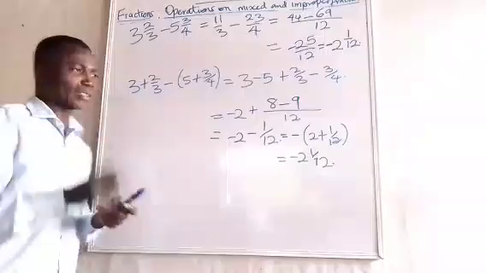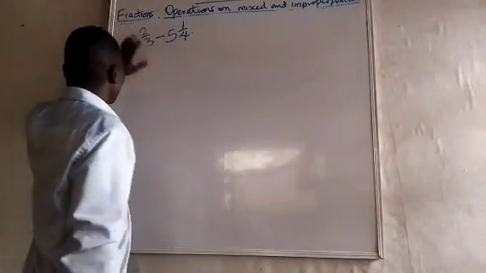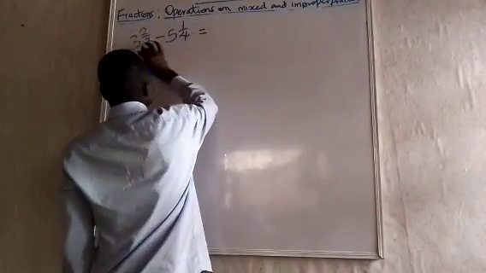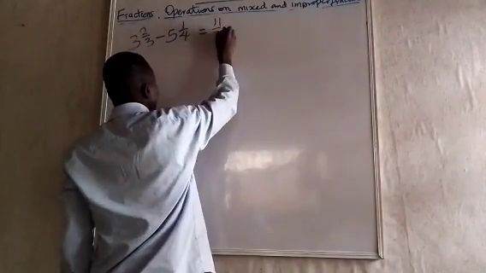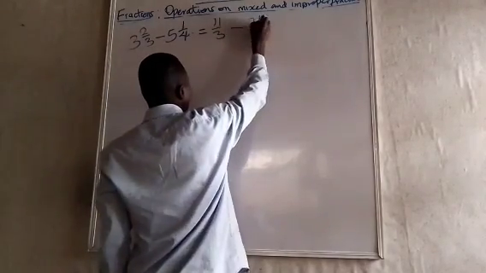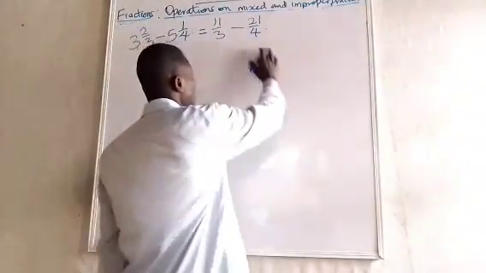Now let's look at one more example before we go to multiplication and division. Now look at this. We have 3 2/3 minus 5 1/4. So it's going to give us 3 times 3, 9, 11 over 3, minus 5 times 4, 20, plus 1, 21 over 4. So this one is easy to handle now. Mixed fraction. Improper fraction.